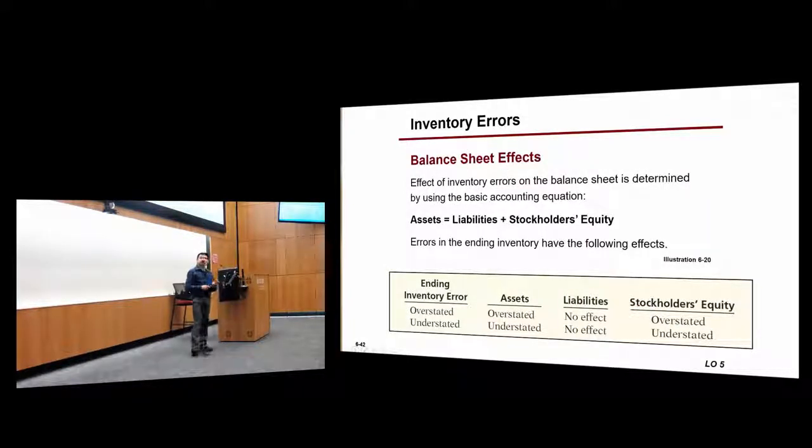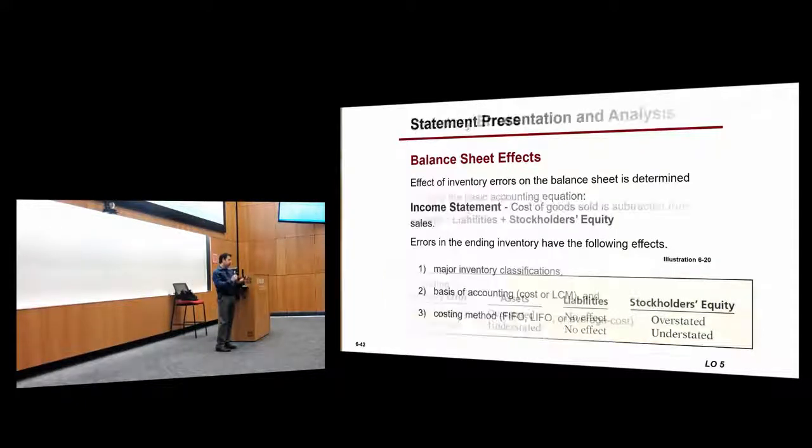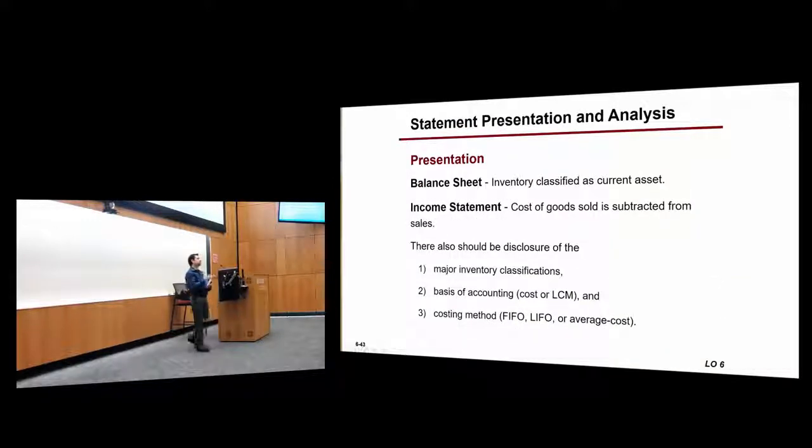The balance sheet effect is basically carried over from net income to stockholders' equity. So when you have an understatement in the ending inventory, your total assets will be understated. Liabilities are not affected. Stockholders' equity will also be understated. If one side is understated, the other side of the equation will also be understated. If it is overstated, the other side will also be overstated. So we'll talk about the main part next on Friday.